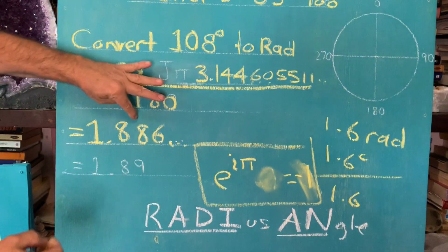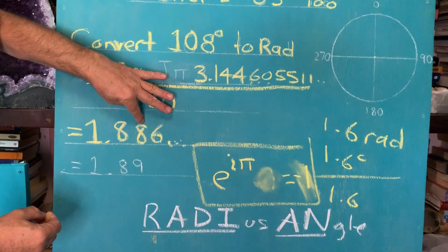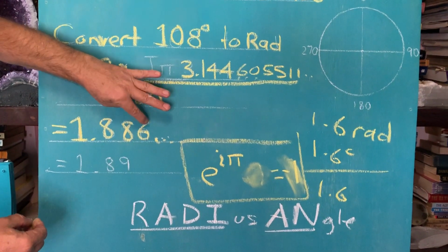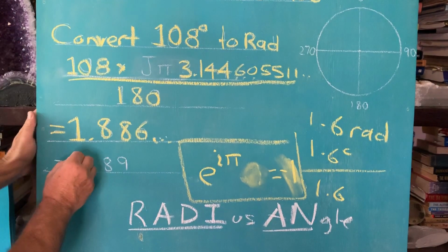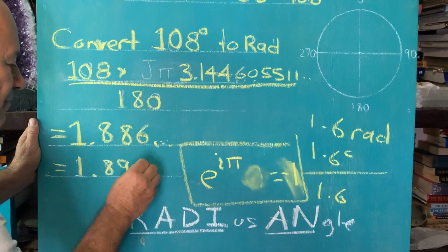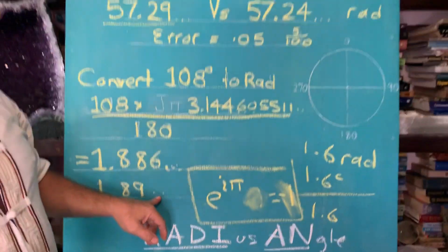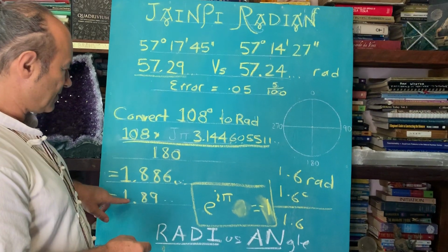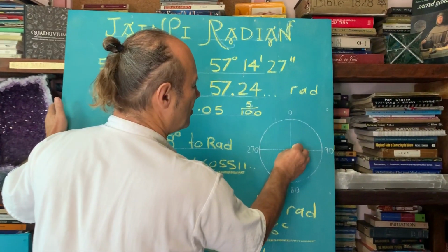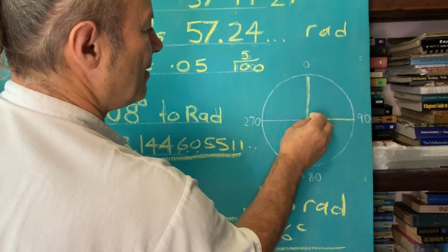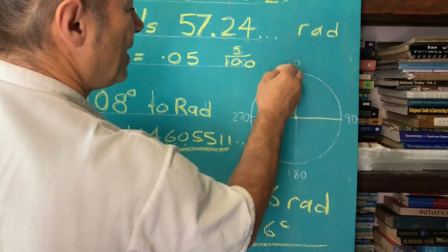But when we simplify it, because the 6 is greater than 5, it affects the 8 there. So we make this 8 into 9. So the solution will be 1.89. We don't even write rad or put any symbol there. So what that means is 108 degrees is no longer a degree. We started from here. We know that that's 90. So 108 is roughly about there.